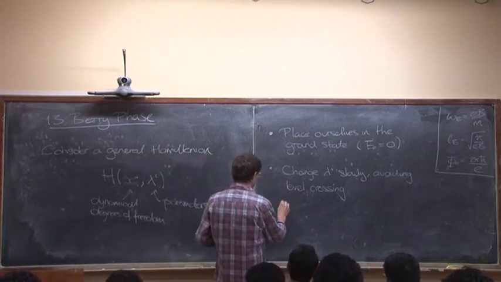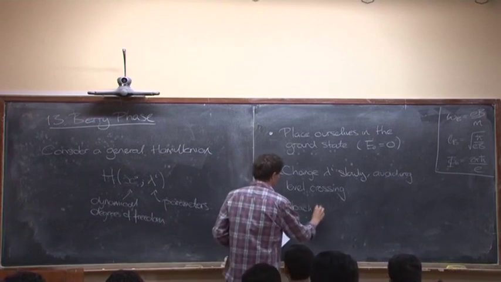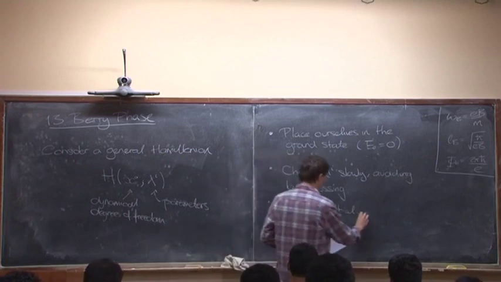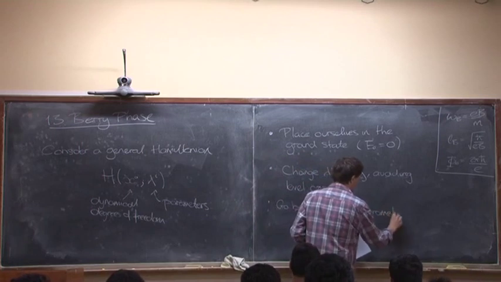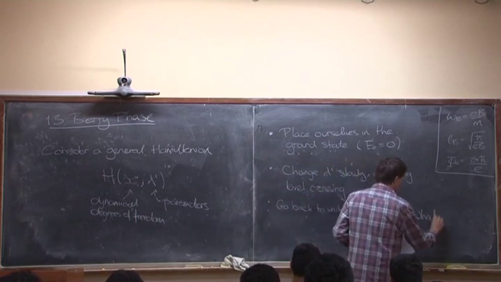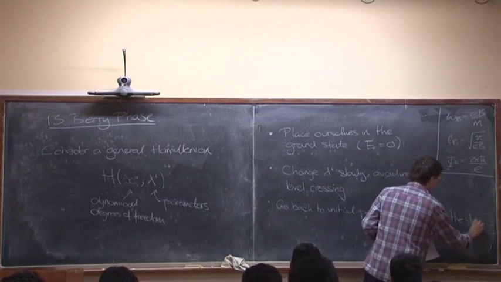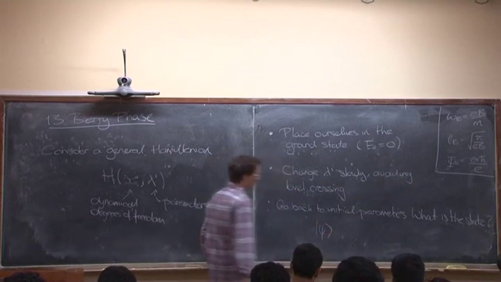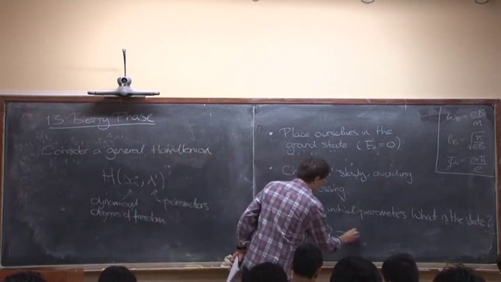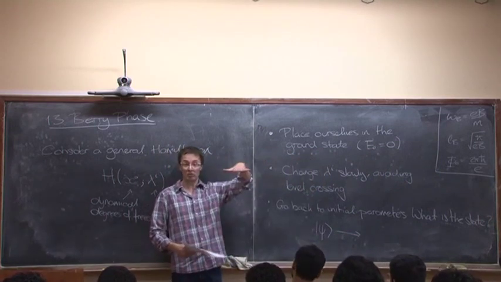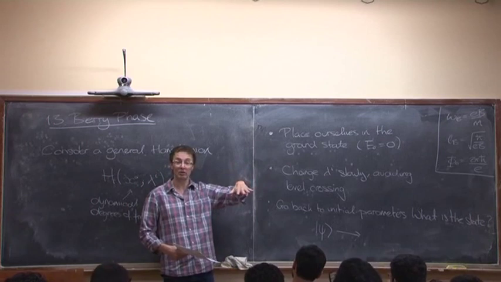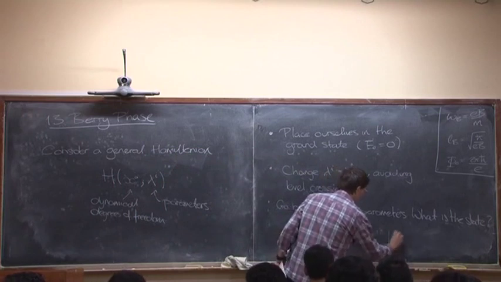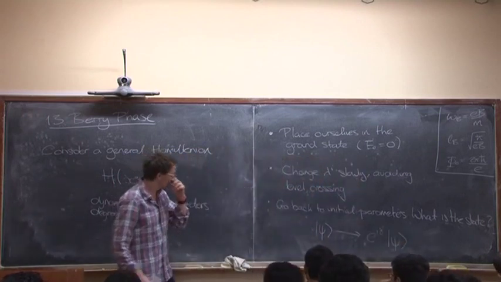Okay, then finally we go back to the initial parameters. So we place our dials at exactly the same position as they were when we started. And the question we want to ask is, what is the state? So we started with the ground state, but we know by the adiabatic theorem that we cling to the ground state throughout. So we have to come back to the ground state, and the only thing that can change is an overall phase. So the state we started in comes back to itself with an overall phase.